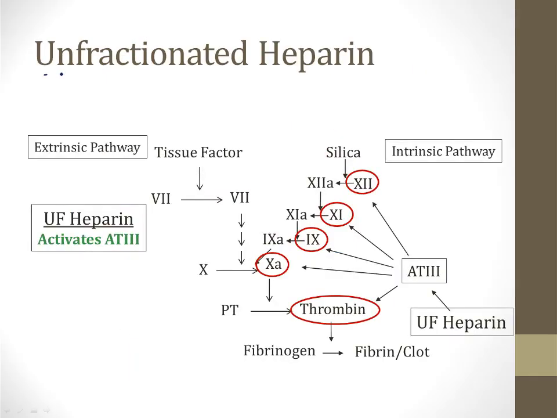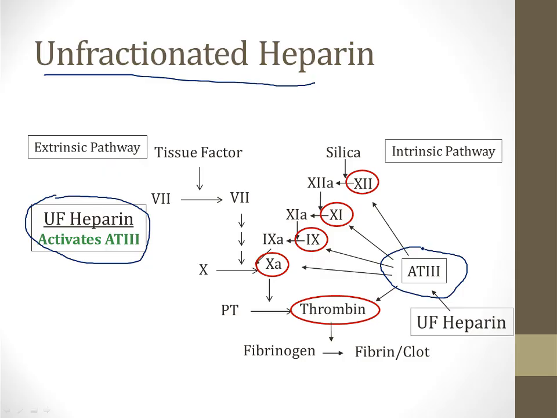So first let's talk about unfractionated heparin, and one of the most important things to know about this drug is that it works through a natural anticoagulant called antithrombin 3. I talk about antithrombin 3 in the coagulation module, but what it does is it inactivates a number of different coagulation factors as I've shown in the picture here. So unfractionated heparin will activate antithrombin 3, and then antithrombin 3 will go and inactivate thrombin and factor 10A and all of these factors involved in the intrinsic pathway.